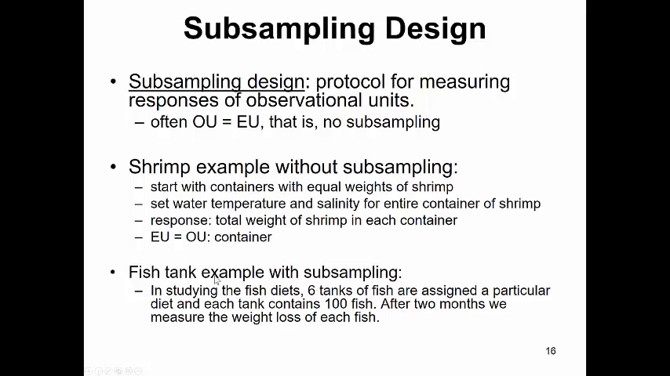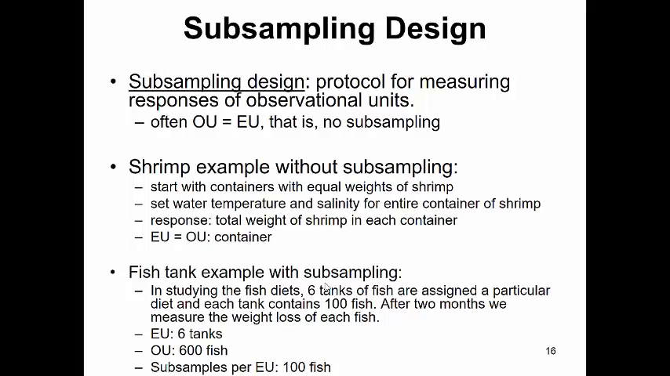With the fish tank example, however, the one we talked about with the different tanks, we're studying 6 tanks and the fish are assigned a particular diet. We measure the weight loss of each fish. So in that example, we actually do have subsampling because we have multiple observations, 100 observations per tank. The EU is the 6 tanks, and the OU is the 600 fish. So our subsampling here per EU is 100 fish. That's a type of subsampling design.